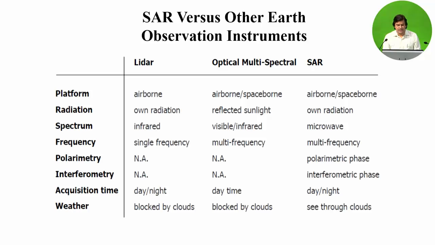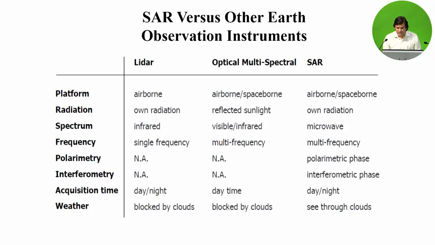These polarimetric and interferometric properties of SAR sensors are widely used for different applications to retrieve different properties of the Earth's surface and objects appearing on it. When we are talking about the acquisition time, since the LIDAR sensor is an active sensor, it can capture the data set in daytime as well as in night time. When we are talking about optical multispectral, since these are passive sensors, they cannot collect the data set in night time. They are restricted to collecting the data set in daytime only.